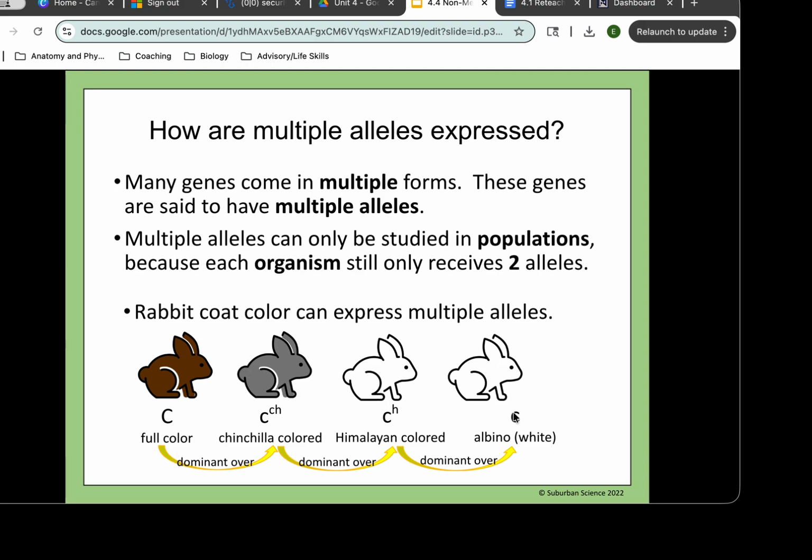Albino is dominant over nothing. So we kind of have a lot to pay attention to and organize here. We will do a couple of examples. This is not a type of practice problem or test question that you're likely to see, so we won't work on those today.